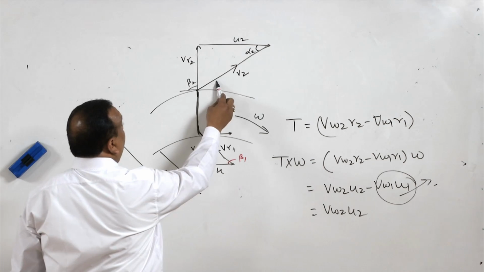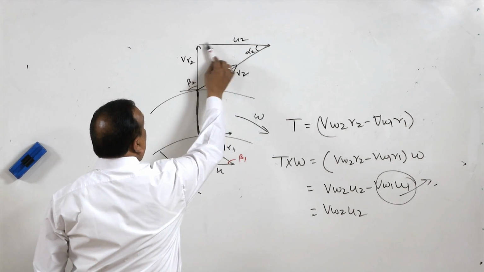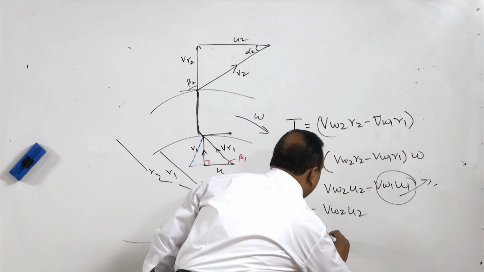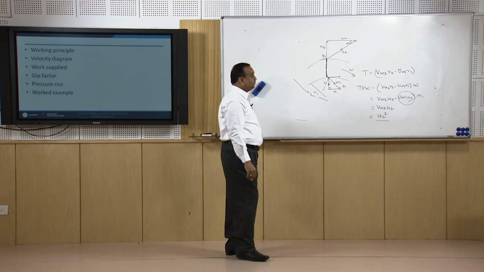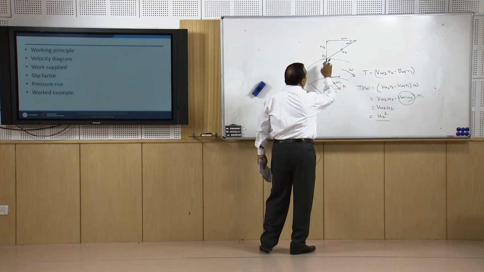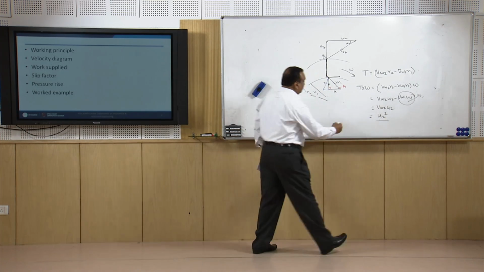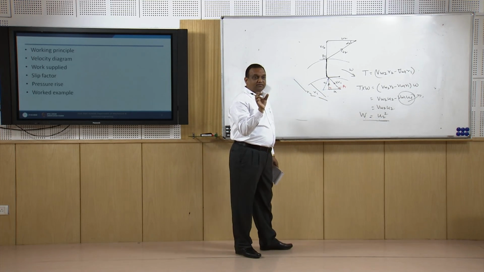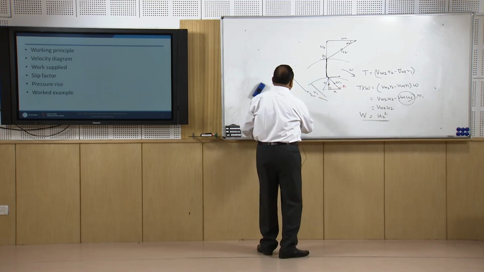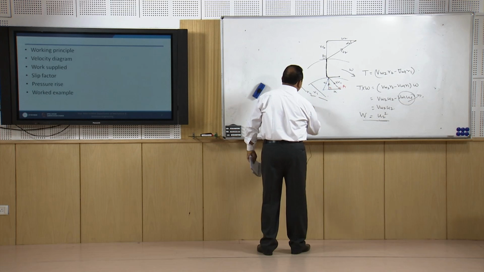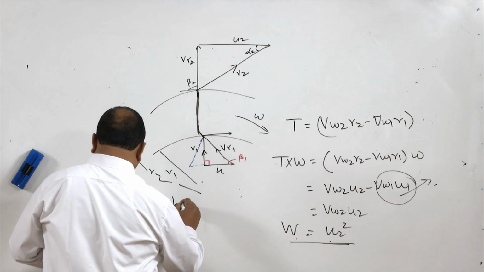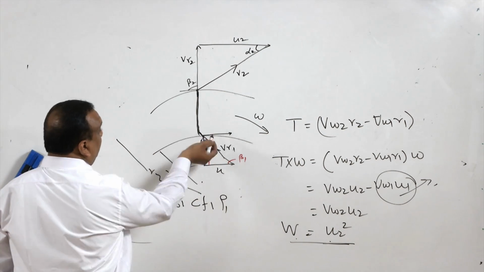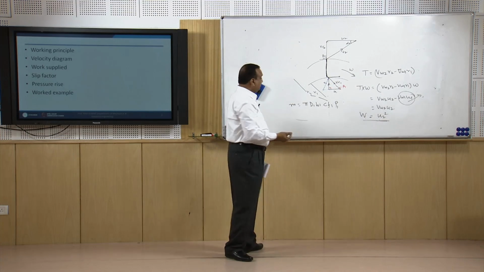Now VW2, this is V2 cos alpha 2, which is also U2. So output is U2 square. This is the output. If you know the peripheral velocity at the outlet, we will get the power consumed or work. And the mass flow rate, because the impeller has a certain width, right, will always be calculated as pi D1 B1 Cf1 and rho 1, because density will also change when the gas is compressed.